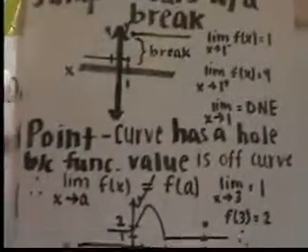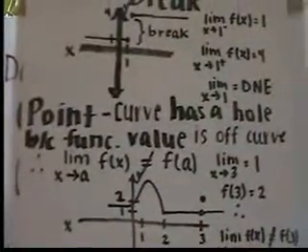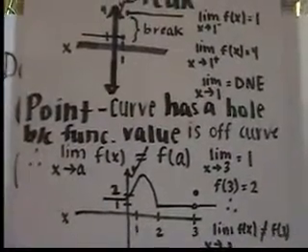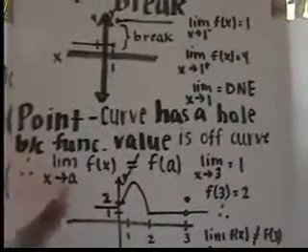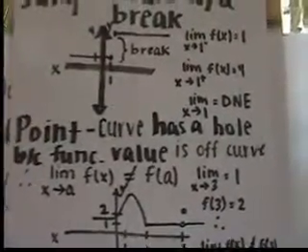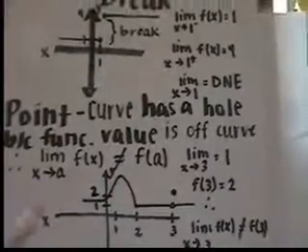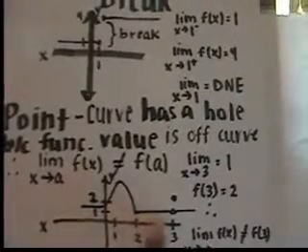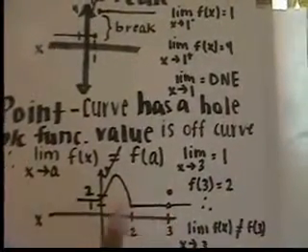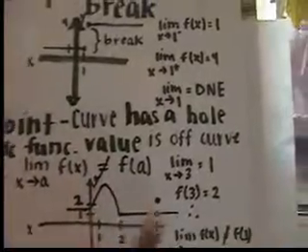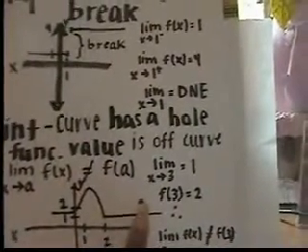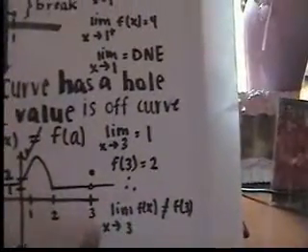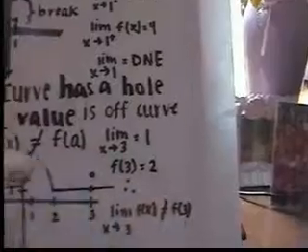non-existent. The second discontinuity is point discontinuity. It's when the curve has a hole because the function value is off of the curve, therefore making the limit as x approaches a of f of x not equal to f of a. As seen on the graph, as x approaches 3, there's a hole, and that value is 1. But f of 3, which is a filled in circle, is equal to 2, therefore making the limit of f of x as x approaches 3 not equal to f of 3.